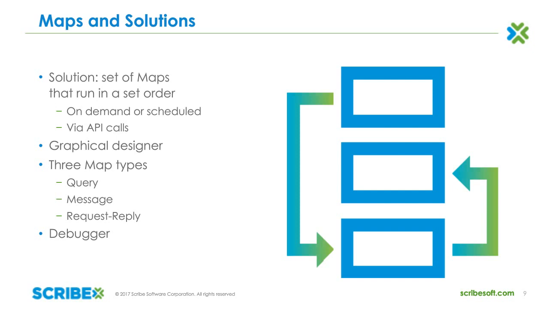And maps also have a debugger within Scribe Online that helps you figure out what's going on when your logic gets complex and you're not getting necessarily the result that you expect.